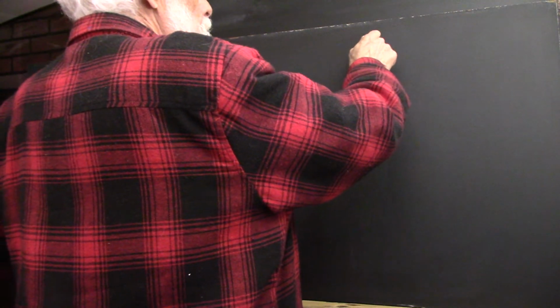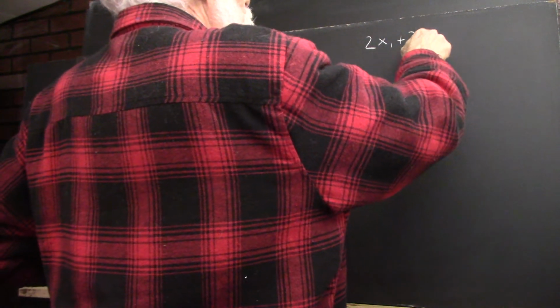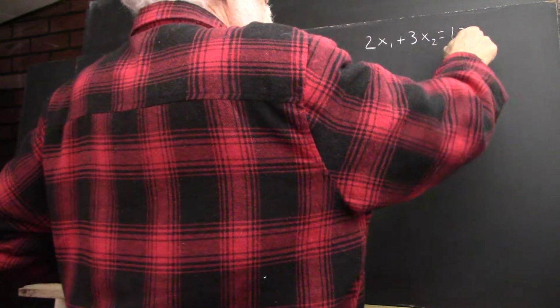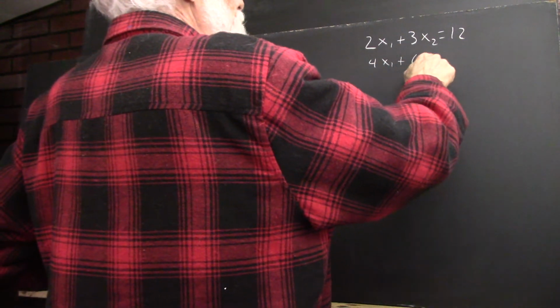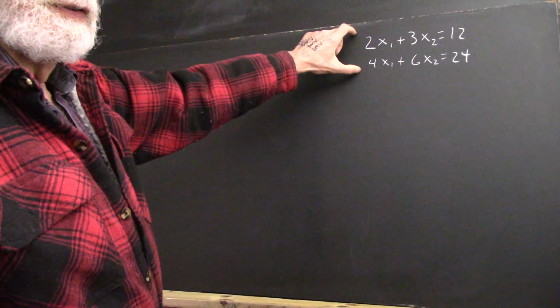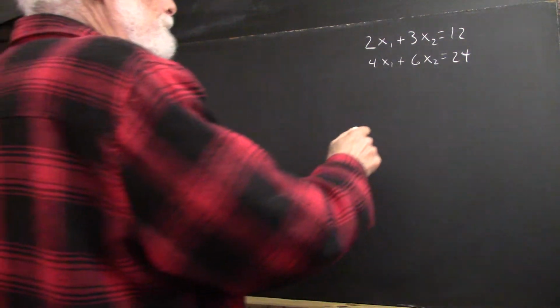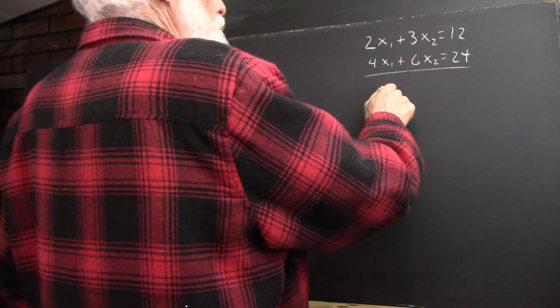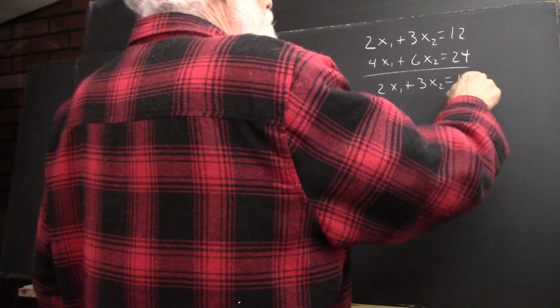Okay, very quickly, if we have the system, let's say 2x1 plus 3x2 equals 12, and 4x1 plus 6x2 equals 24, then looking at this as a system, if we subtract twice the first row from the second, we end up with 2x1 plus 3x2 equals 12, and 0 equals 0.